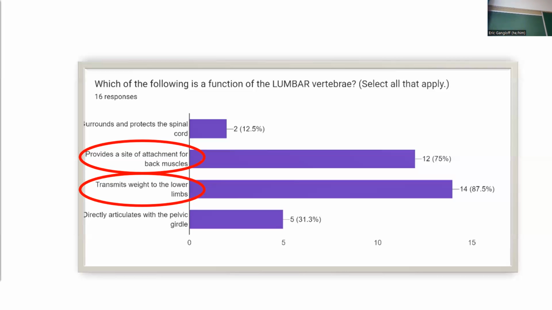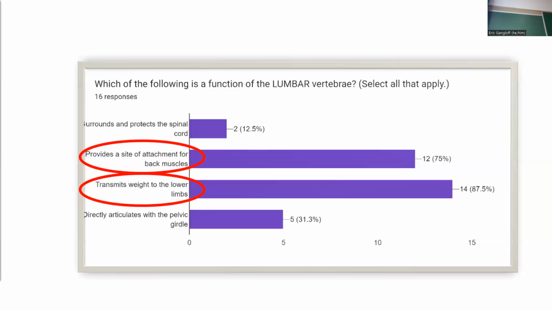And then the first one is probably a little bit of a trick question. Your cervical and thoracic vertebrae surround and protect the spinal cord, but remember the spinal cord only extends down to about between L1 and L2. It can vary from person to person. So maybe your L1 vertebra does protect the spinal cord, but in general, the lumbar vertebrae do not protect the spinal cord simply because the spinal cord doesn't extend that far.